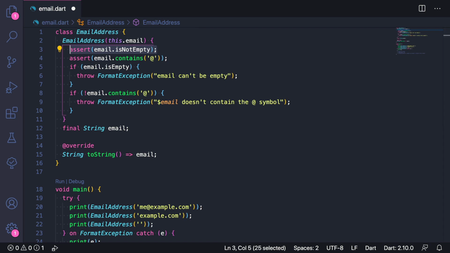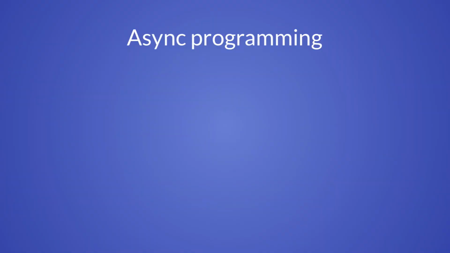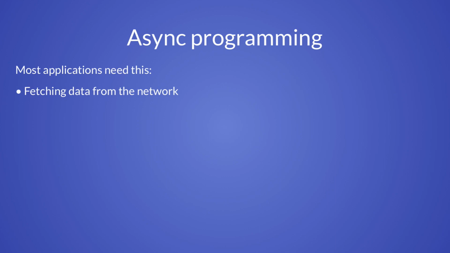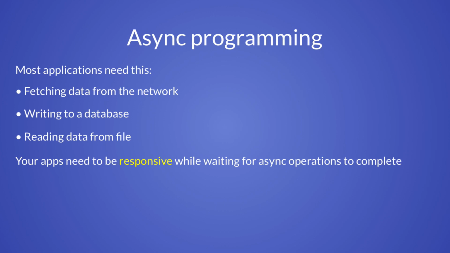Okay, so this completes this section about error handling and exceptions. So let's continue on the next section. In this section, we are going to learn about asynchronous programming in Dart. This is an important topic because nearly all modern applications support asynchronous operations in one form or another. For example, here are some common asynchronous operations: fetching data from the network, writing to a database, or reading data from a file. And in all these cases, it's important that your app or program continues to be responsive while waiting for asynchronous operations to complete.